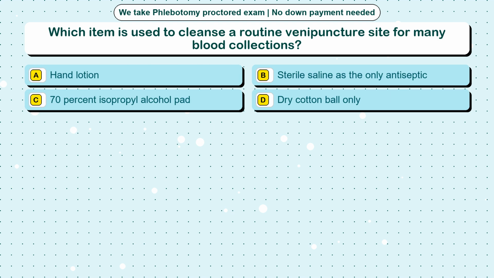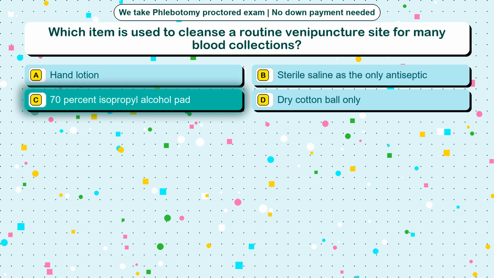Question 30. Which item is used to cleanse a routine venipuncture site for many blood collections? Option A, hand lotion. Option B, sterile saline as the only antiseptic. Option C, 70% isopropyl alcohol pad. Option D, dry cotton ball only.